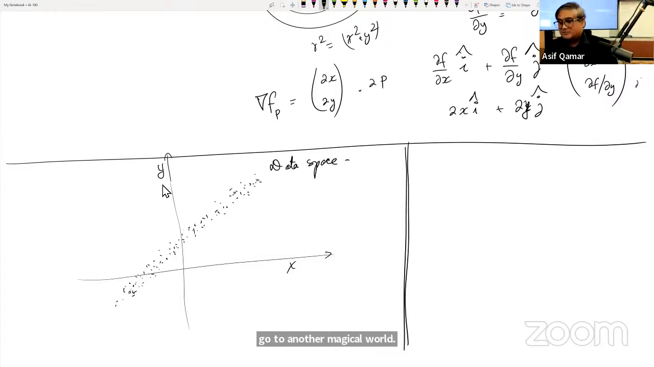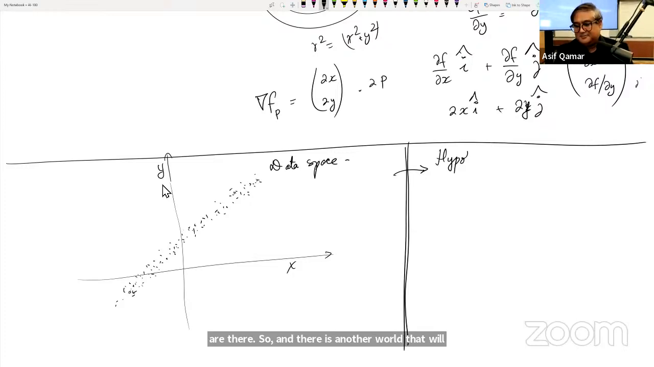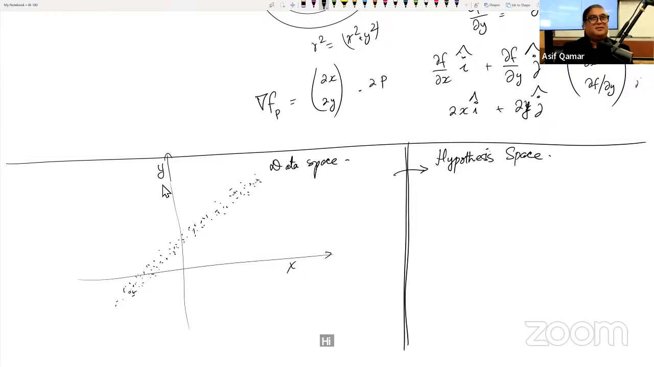For me, I always tend to carry these childish intuitions, because of all the stories that I read, Alice in Wonderland. So it's just Wonderland. There's the Mad Hatter, and Tweedledee and Tweedledum, and all of them are there. And there is another world that we will come to. I call it the hypothesis space. Hypothesis space, a magical world, like the Wizard of Oz. And in this world, imagine the axes.